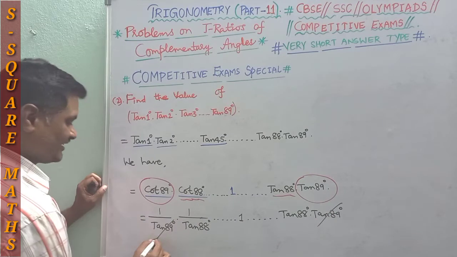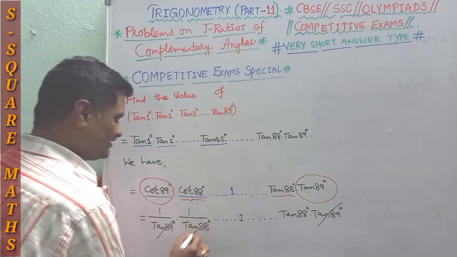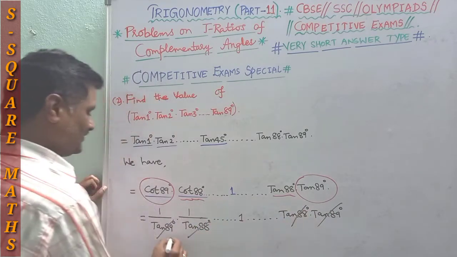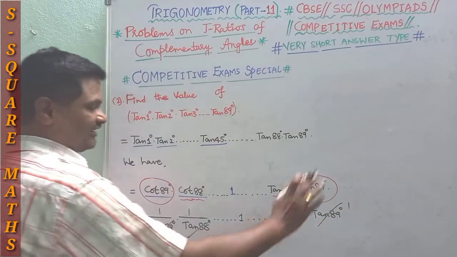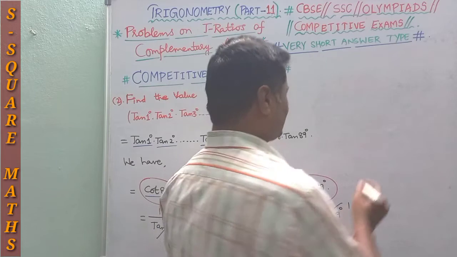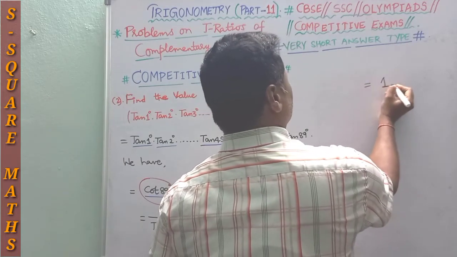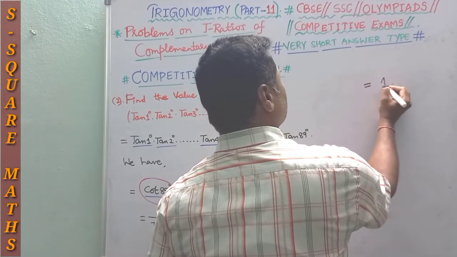Tan 89 degrees and tan 89 degrees, since the operation is multiplication, this one and this one get cancelled. So what is left over is nothing but 1 into 1 into and so on, which gives you 1. So the answer is nothing but 1.